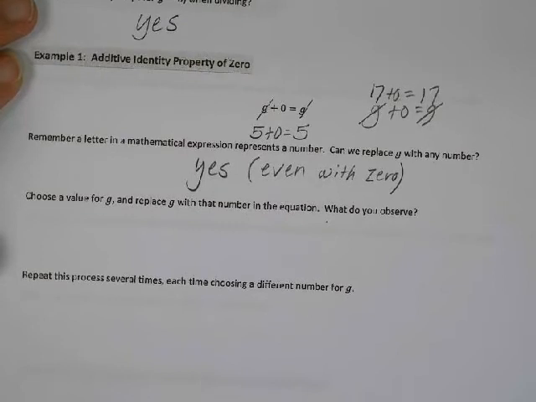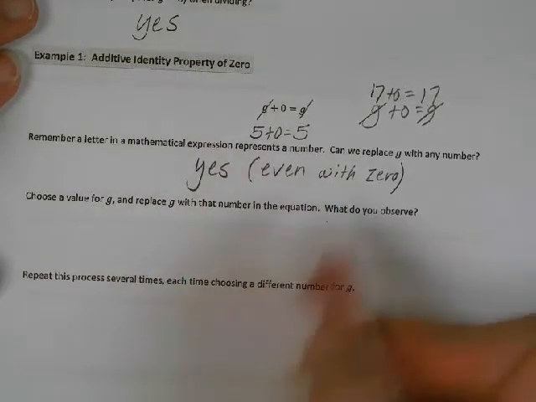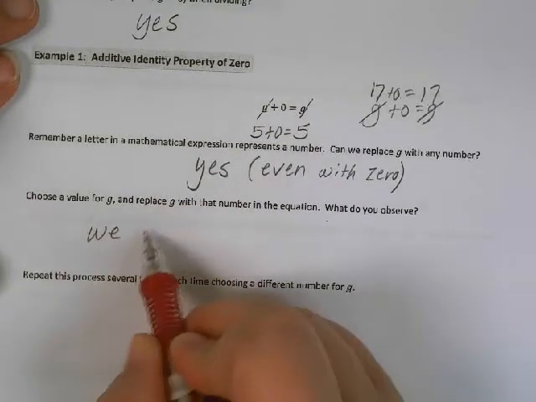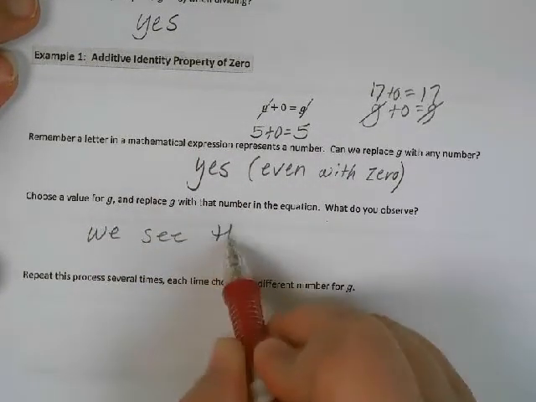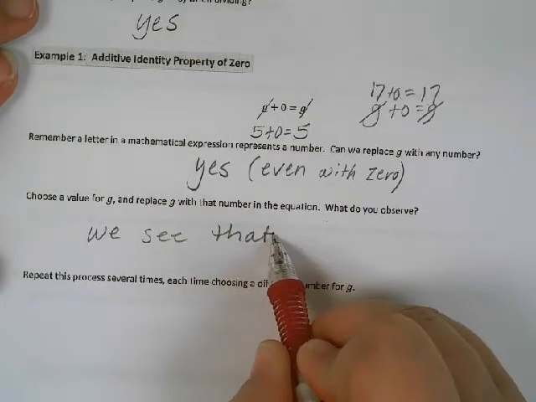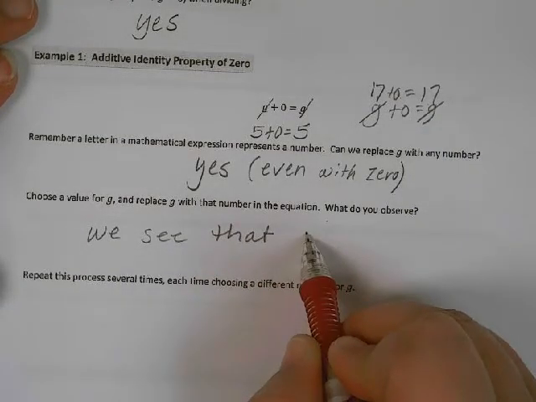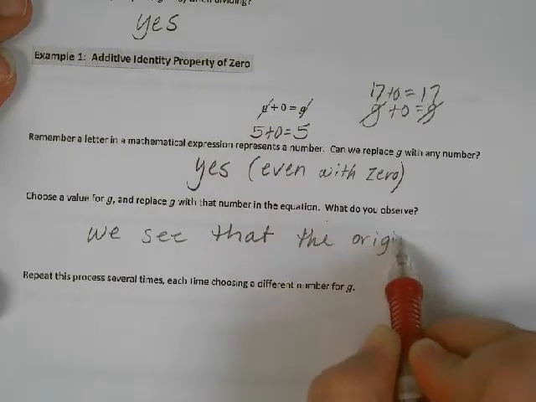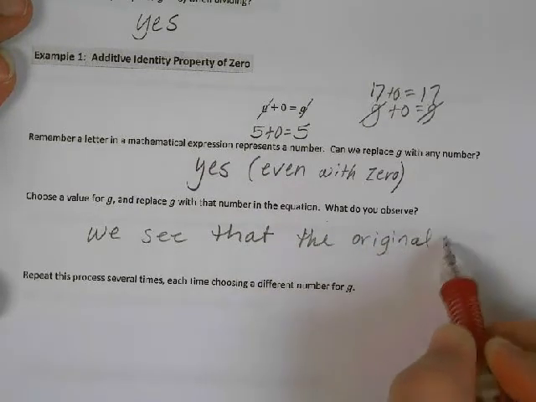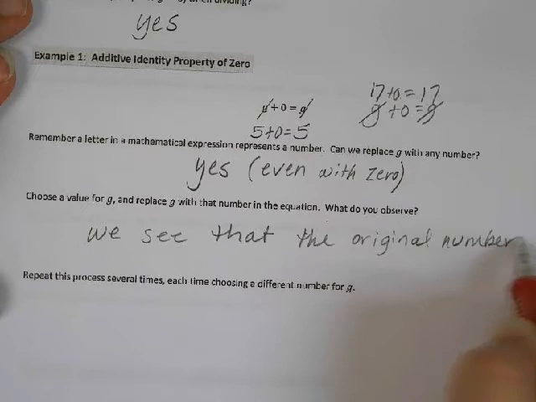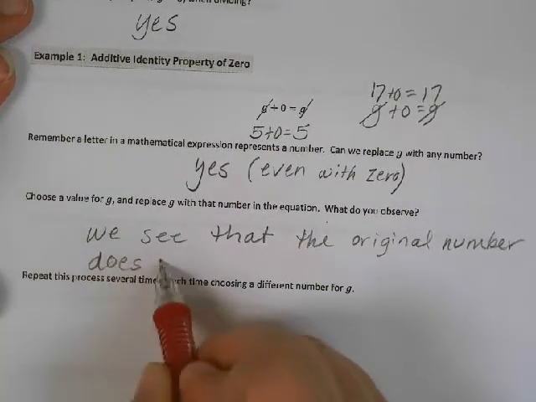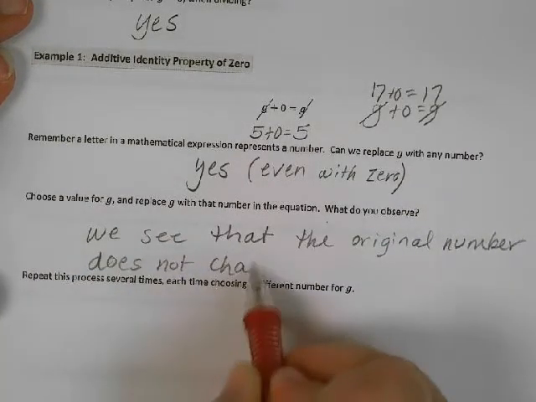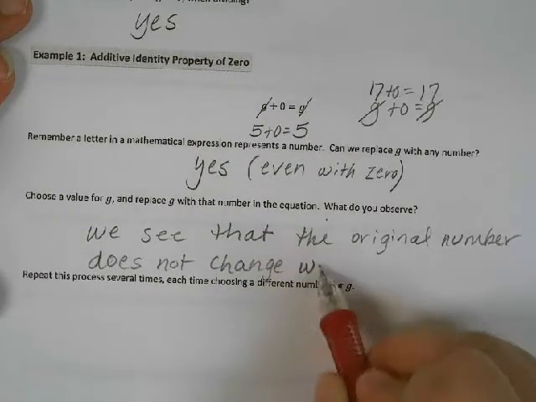So choose a value for G and replace G with that number in the equation. What do you observe? So we see that the original number does not change when added to 0.